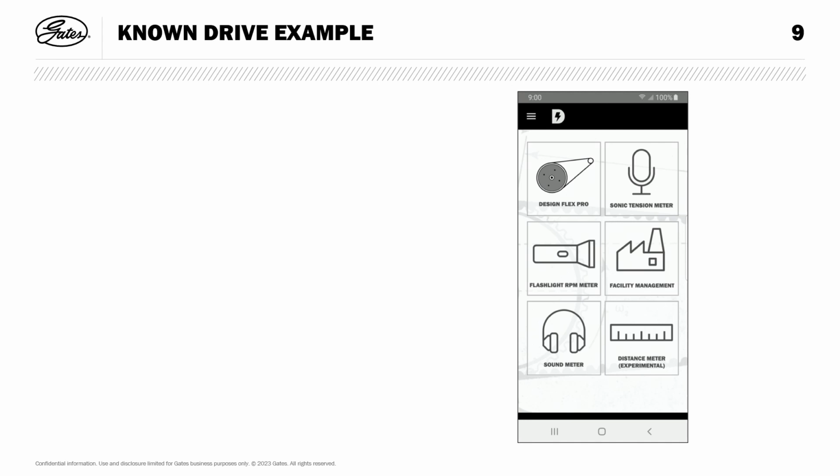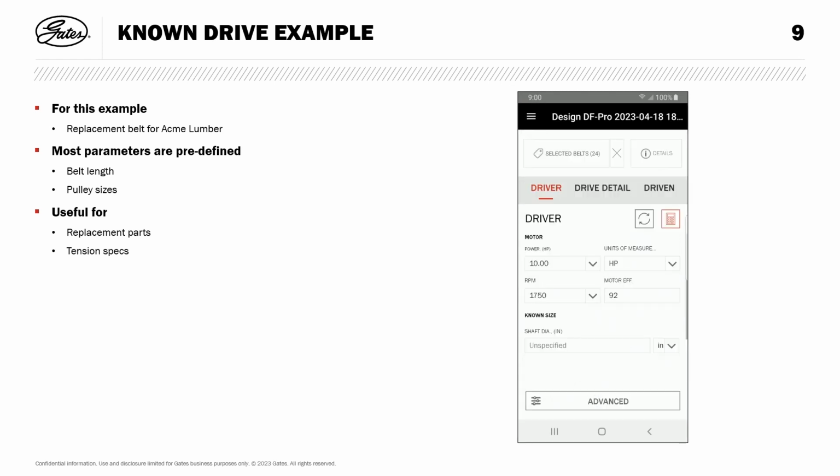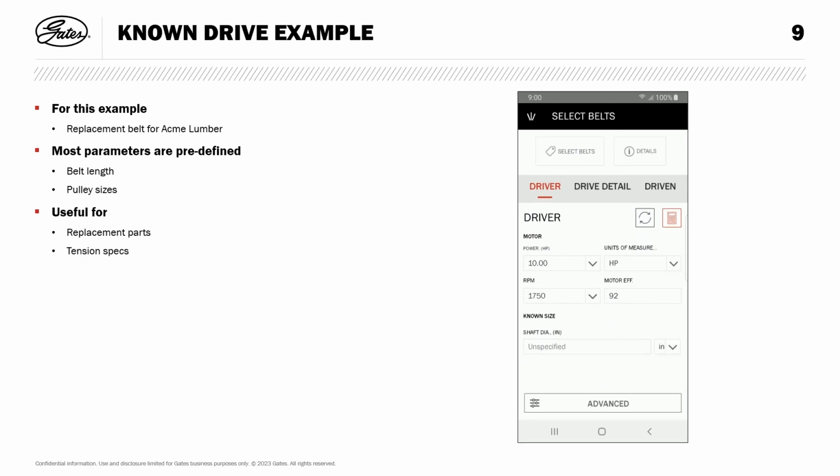Now that we've created a satisfactory report showing different drive replacement options, I'm going to demo another feature within DesignFlex Pro called Known Drive. Our customer's request for a replacement belt is a perfect example. We know all the details about the drive, and we're just looking for replacement parts or tensioning information, things like that. I'll select DesignFlex Pro and immediately hit that Clear button to deselect all belts.